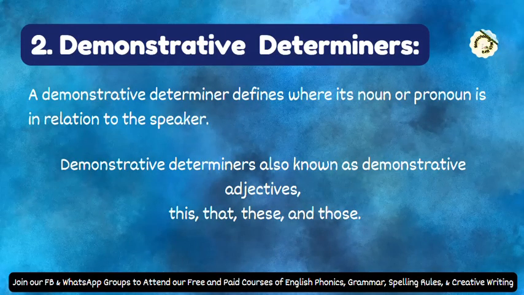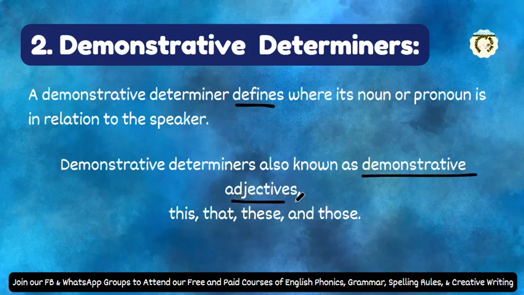Right. Now we look at the second type of determiners, that is demonstrative determiners. A demonstrative determiner defines where its noun or pronoun is in relation to the speaker. Demonstrative determiners are also known as demonstrative adjectives. We have 4 demonstrative determiners: this, that, these, those.